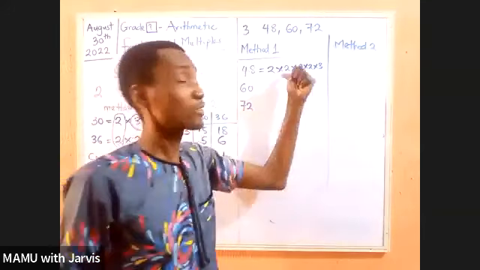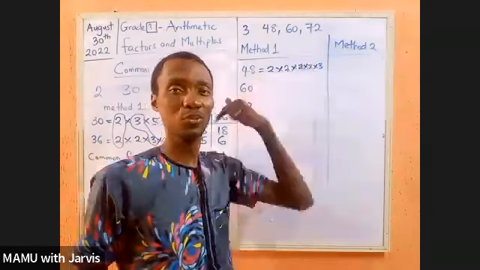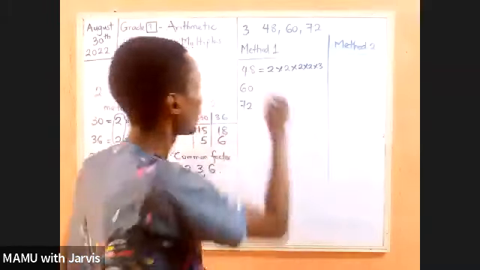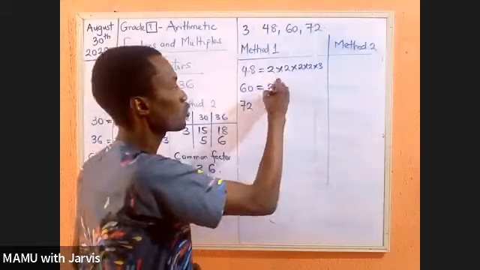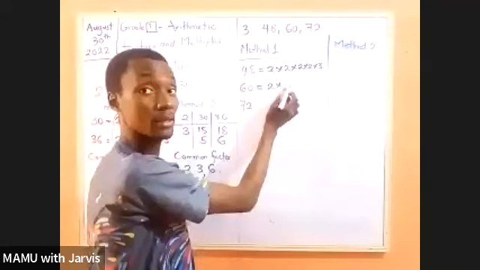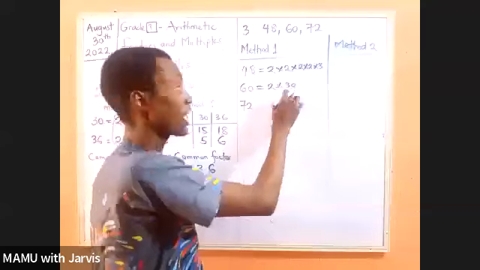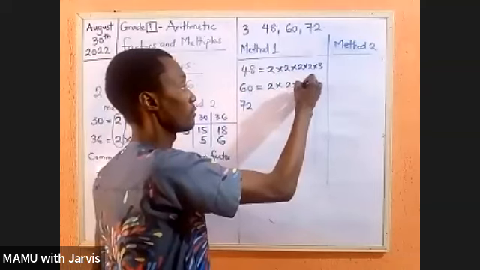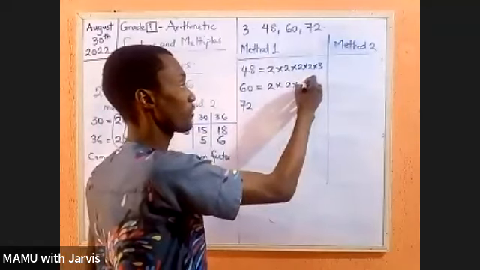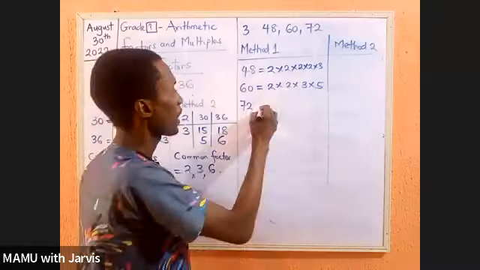Now, this is a callback to our expansion of any number into its prime factors. If you remember that exercise, this is where that knowledge becomes relevant. Now, for this one, it will be 2. 2 can divide 60, I'll get 30. 2 times 30. 2 can divide 30, that will be 15. 3 can divide 15, that will be 5. And that settles out.